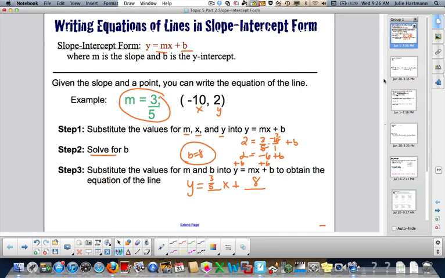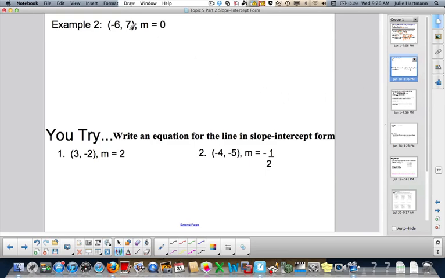So let's look at another example. The point -6, 7, slope of 0. Well, -6, 7 is your x and y. So we're going to take y equals mx plus b, and we're going to plug those in. Y is 7, m is 0, x is -6, plus b. Well, 0 times -6 is 0, so we get b equals 7.